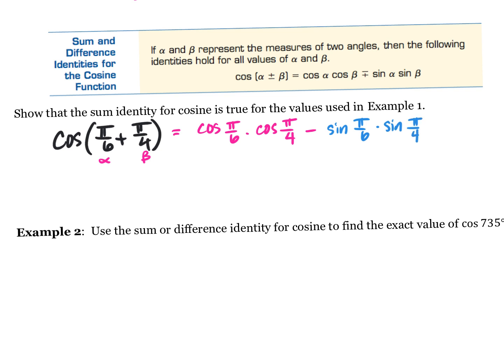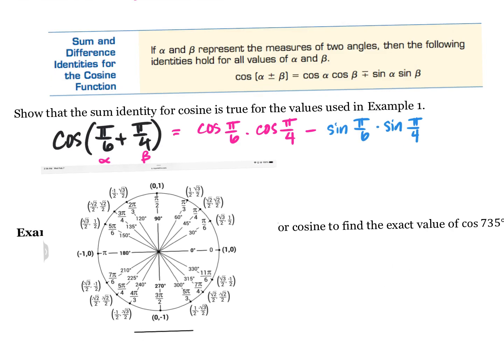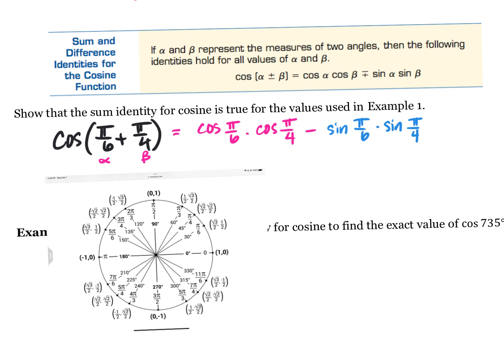Let's go back to that unit circle. Here we are. First they want the cosine of pi over 6. Cosine of pi over 6 is what? Root 3 over 2. Cosine of pi over 4. Beautiful. Root 2 over 2. Minus sine at pi over 6. Sine, very good, is 1/2. Sine at pi over 4.